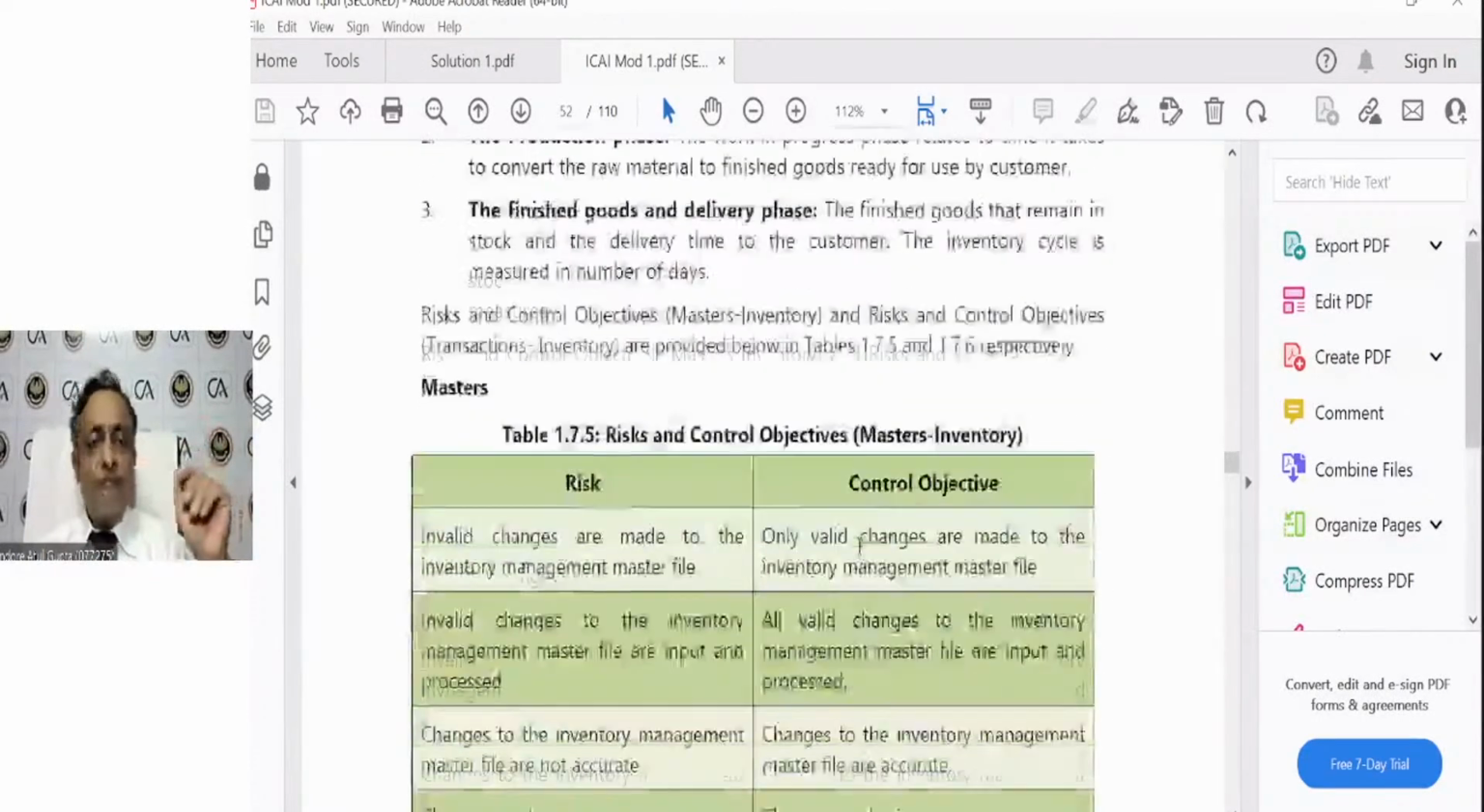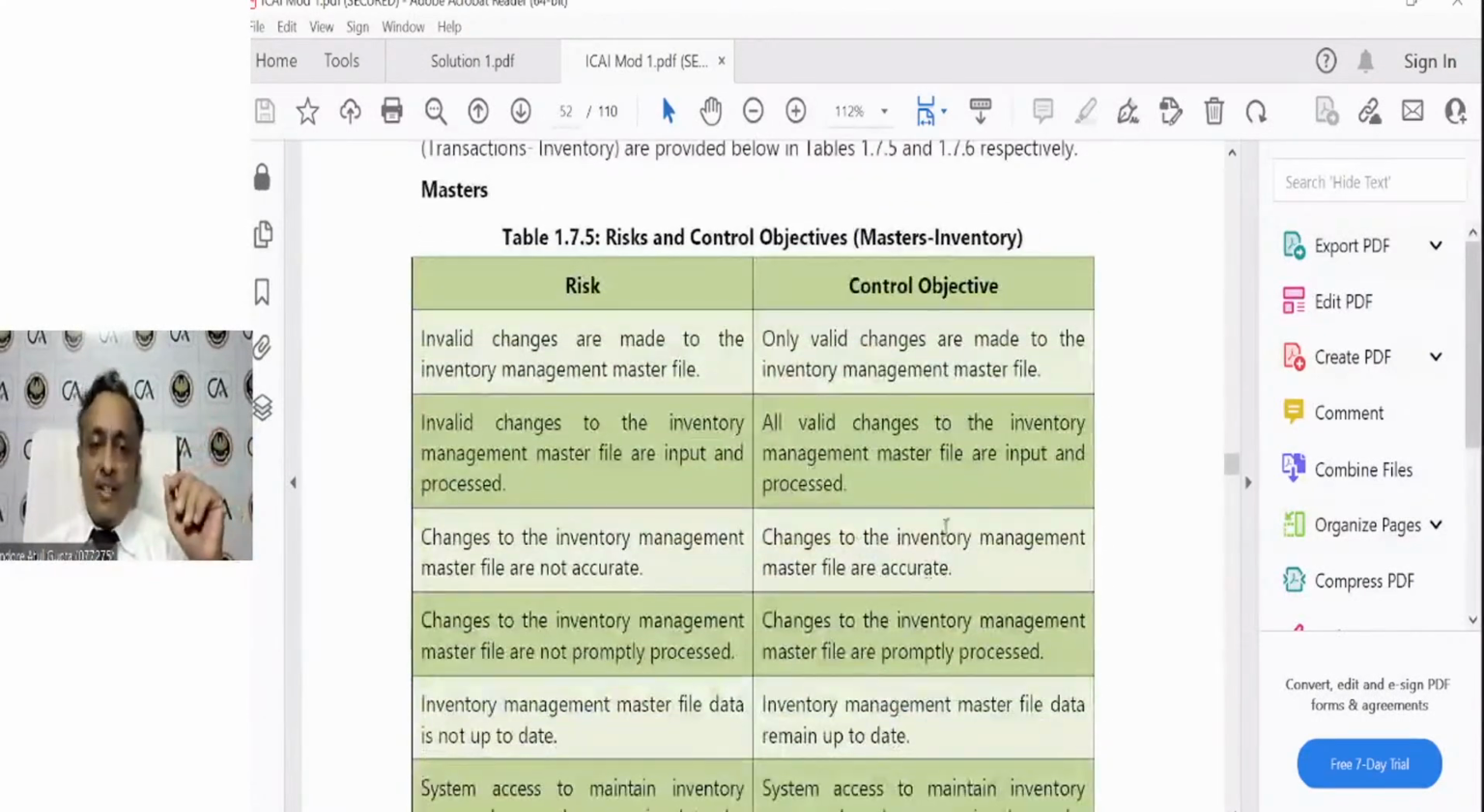Now coming to inventory masters and transaction. So same, invalid changes to inventory management that we talked about, the levels of inventory, the reorder levels, the maximum, minimum level. Now, see, please understand why this is so important. We talked about a risk in procure to pay, that item not needed ordered. Now, they don't do it there. They do it here. That fraud is not committed in purchase. That fraud is committed in inventory.